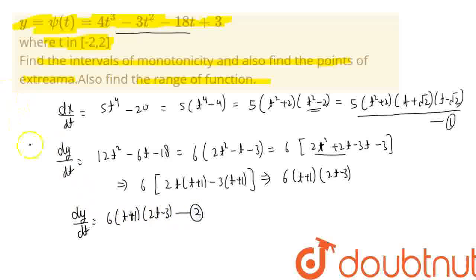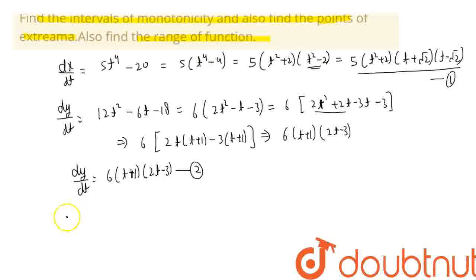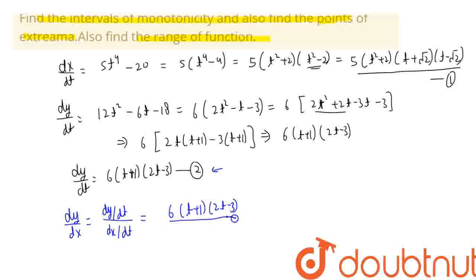Now from this we are going to find the value of dy by dx, that is the f dash x. So from this we get the value of dy by dx, and that would be dy by dt whole divided by dx by dt. We can write it like this. So dy by dt, by equation 2, is 6 times t plus 1 into 2t minus 3, and this is whole divided by dx by dt, that is this expression. So here we get 5 times t square plus 2 into t plus under root 2 into t minus under root 2. So this is the value of dy by dx.